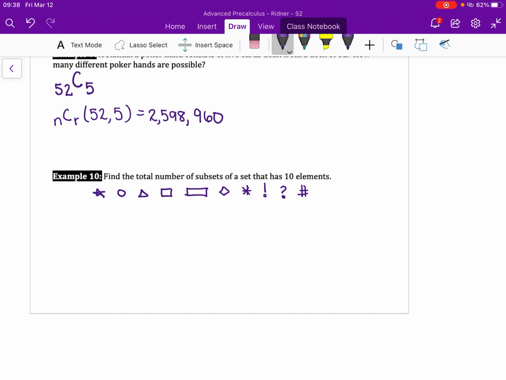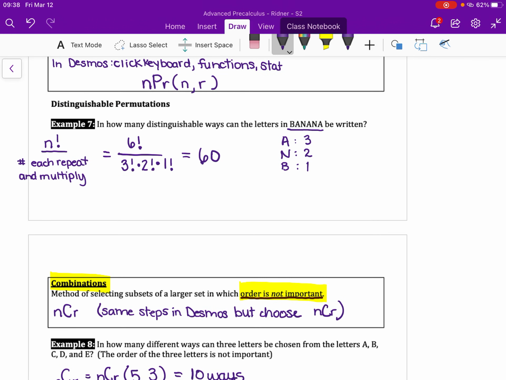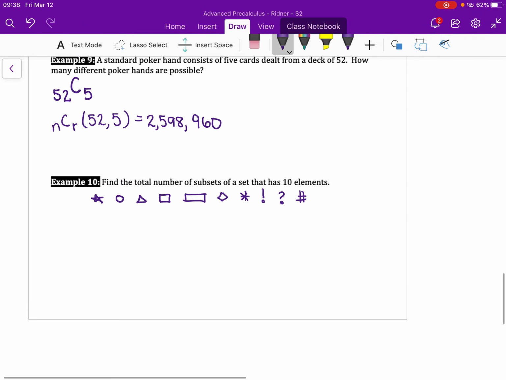Subset means I could choose one of them, I could choose two of them, I could choose three of them, 4, 5, 6, all the way up to 10. How many different combinations could there be? So going back to the banana question here, these 60 ways means that we're using all 60 letters. What happens when I only use 5 of the letters? What happens when I use 4 of the letters? What happens when I use 3, 2, and 1? Okay, that's what we're talking about with the subsets here.